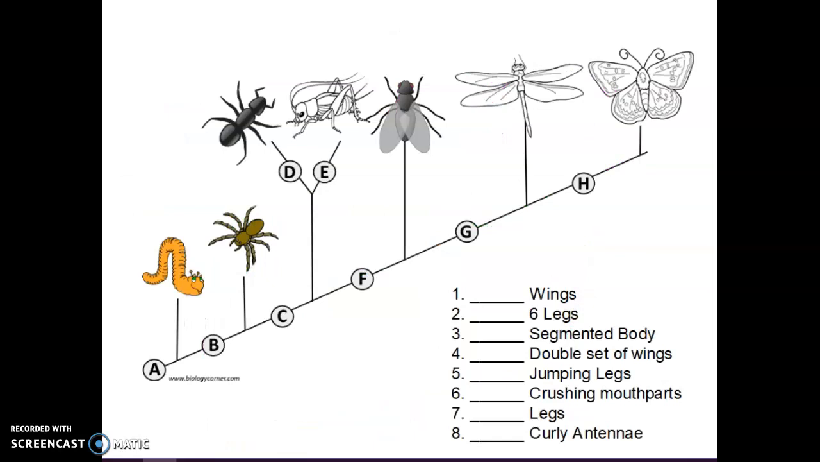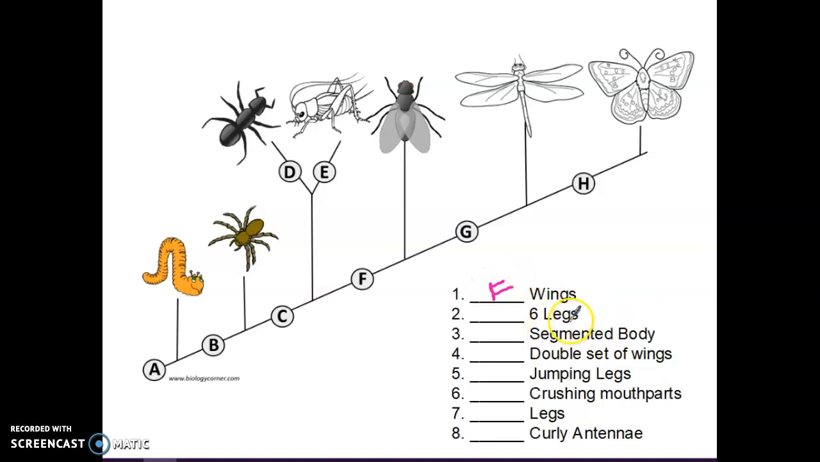Okay, so let's practice actually putting the derived characteristics in the spot. Let's do some easy ones first. Which ones are the first organisms to actually have true wings? That would be the fly, right? So that means F would be the appropriate letter to put here for wings.